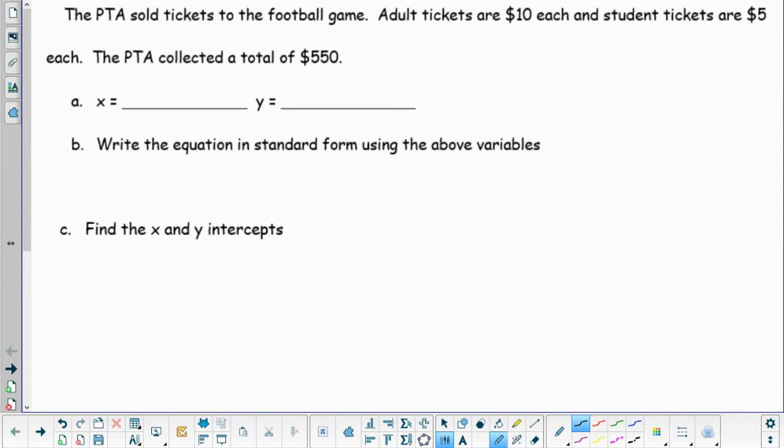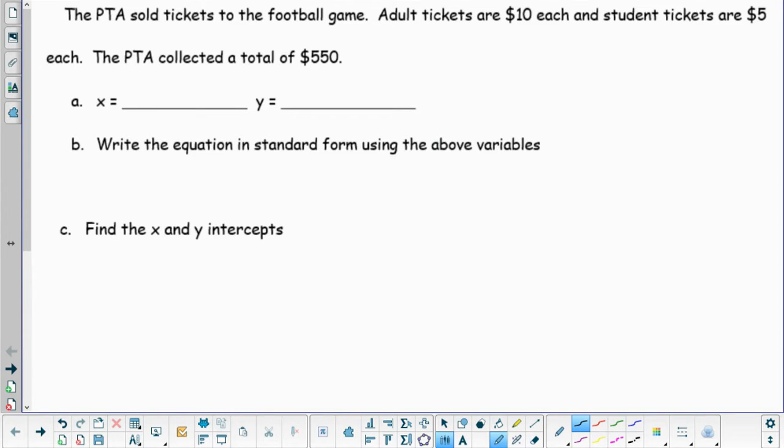The PTA sold tickets to a football game. Adult tickets are $10 each and student tickets are $5 each. The PTA collected a total of $550. Go ahead and pause your video and see if you can write the equation in standard form and find the x and y intercepts.